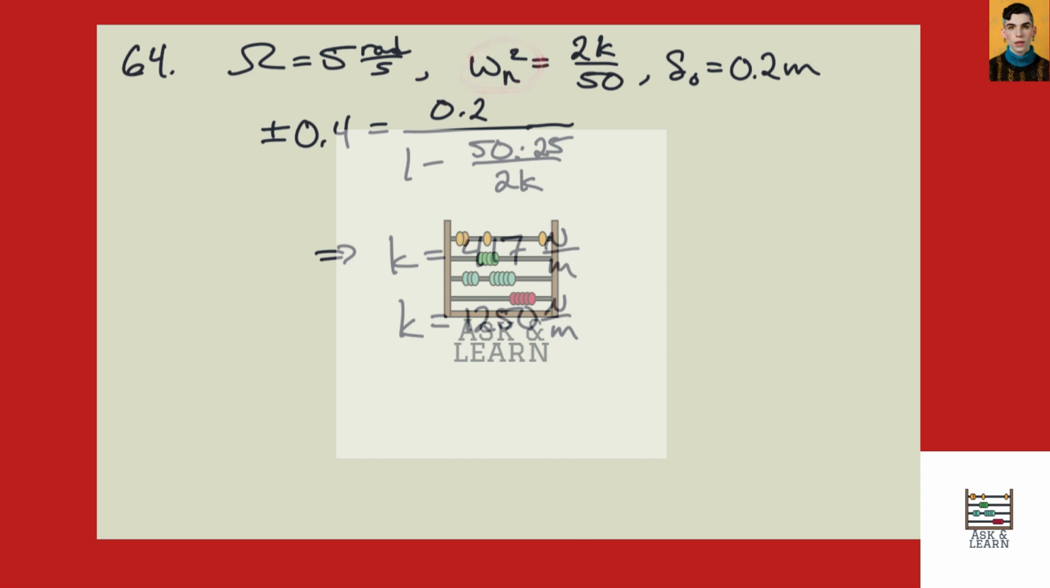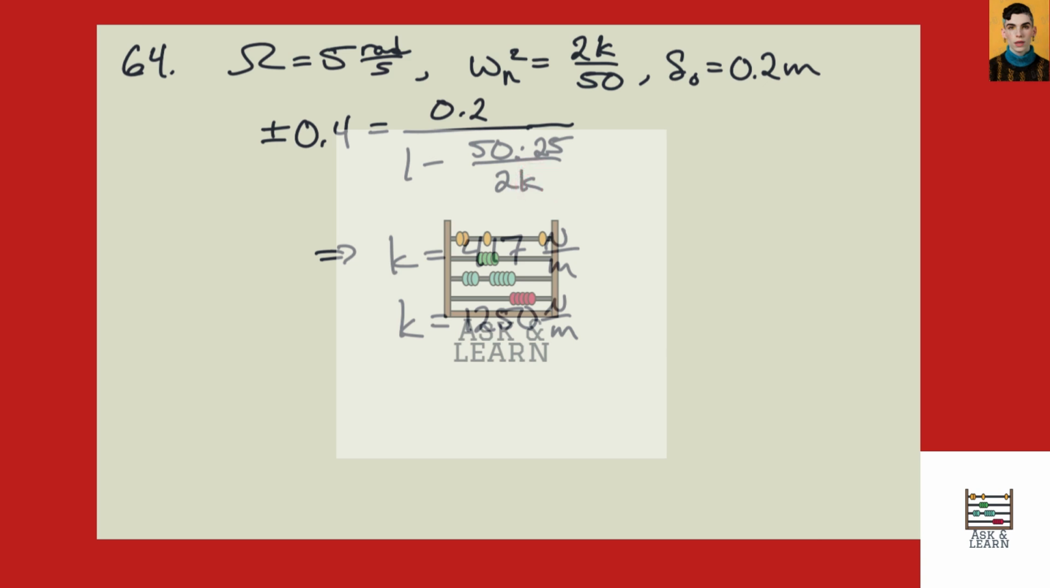The natural frequency squared is 2k because there's two springs, over 50 because 50 is the mass of the weight that's being oscillated. And then again, the excitation amplitude is 0.2 meters. So here is our amplitude of our excitation, delta naught over 1 minus r squared. And r squared is the forcing frequency squared, 25, divided by the natural frequency squared. So that's where k comes into here.